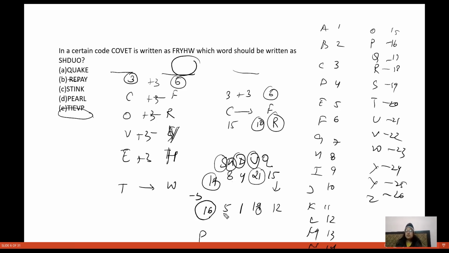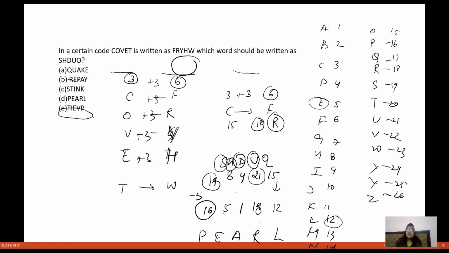What is the fifth letter? E, obviously. What is the first letter? A, obviously. What is this letter? R, obviously. And this one? L, obviously, because the 12th letter is L, the 18th letter is R. So I hope now everybody is familiar with all these things. This is how we do these questions. Now let's move on to the next question.